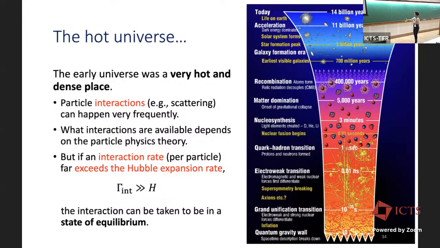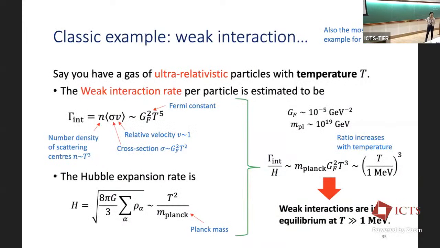Now, this is probably a bit abstract, but here's a classic example, and that's the weak interaction. And as it happens, it's also the most relevant interaction for neutrinos. So say you have a gas of ultra-relativistic particles, and they are all at a temperature of T. Now, I can estimate the weak interaction rate per particle, this gamma int. What I need is the cross-section. And since it's weak interaction, I know this has to go like G_F squared. And because I'm dealing with ultra-relativistic particles, the only energy scale that I can even talk about is temperature. So just on dimensional grounds, I can estimate the cross-section to be G_F squared T squared.